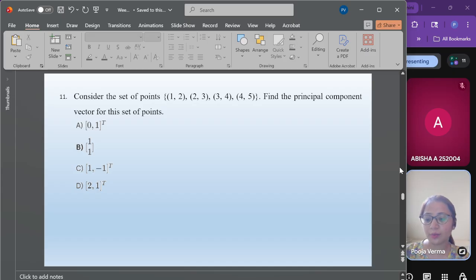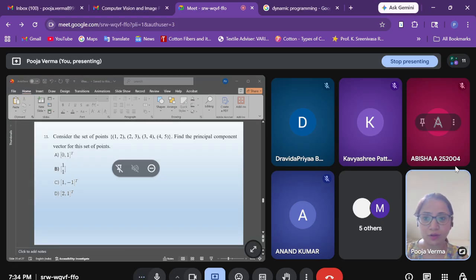How can we find the principal components for the given set of points? Anyone any idea how we can solve this question?